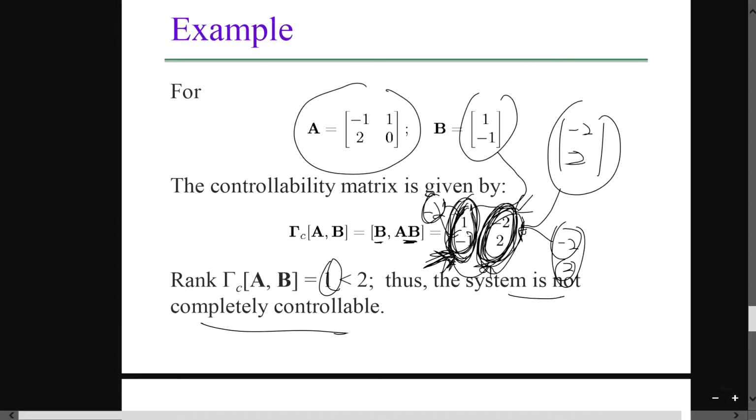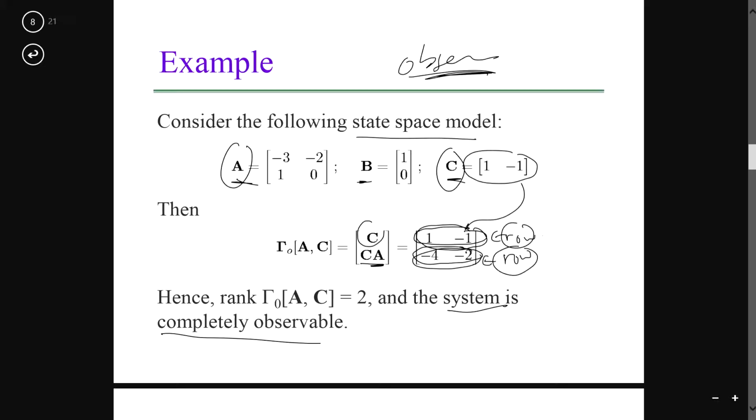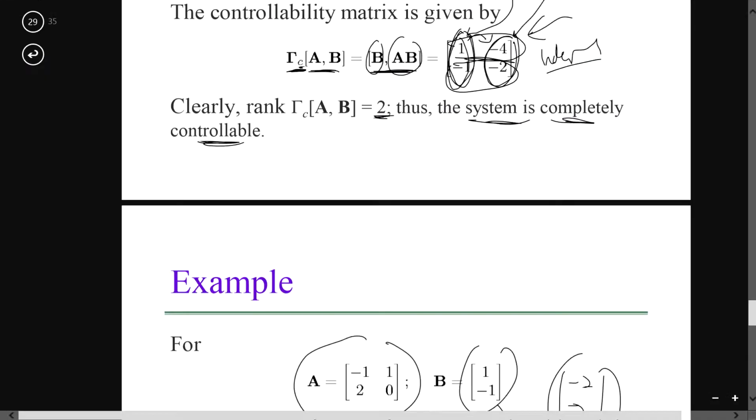And for my personal summary, I feel that for controllability, you're comparing in terms of columns. In terms of columns, the first column and second column, you're going to compare between columns. For the observable part, you're going to compare between rows, between rows over here. This is one row, second row. Okay, and their equations are very similar.